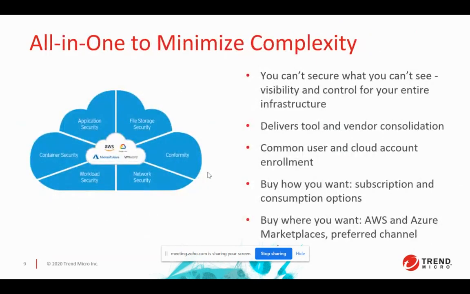So this is all in one to minimize the complexity. You can't secure what you can't see: visibility and control for the entire infrastructure. So whatever the misconfiguration or breaches or any kind of vulnerabilities, or changes and modifications in the critical directory, or any kind of things that happen over the cloud, you will get the complete report. That's why we call it visibility and control in a centralized manner.